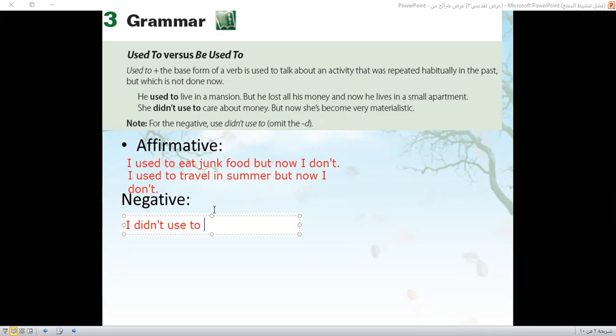Like, let me ask you, Rimas, did you use to play outside when you were young or not? You can say anything. I'm just helping. But I think you should have a verb after to. So what is the thing that you didn't use to do?